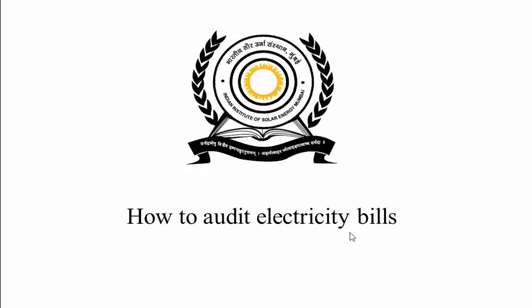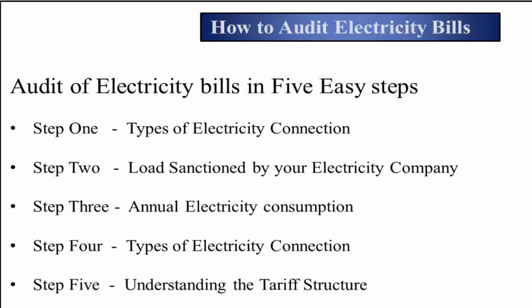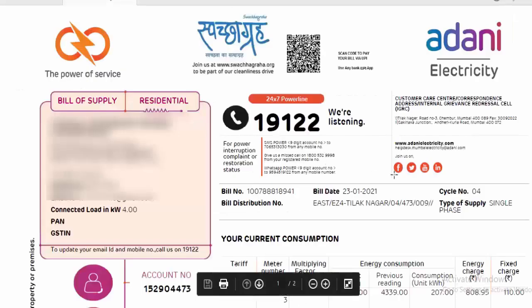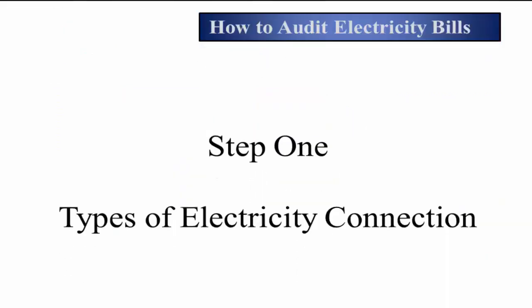In this section, we will learn how to audit an electricity bill in 5 easy steps. We will consider an Adani electricity bill for this exercise. Step number 1. Type of electricity connection.